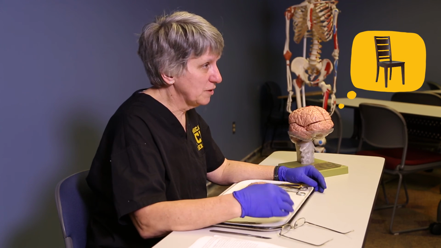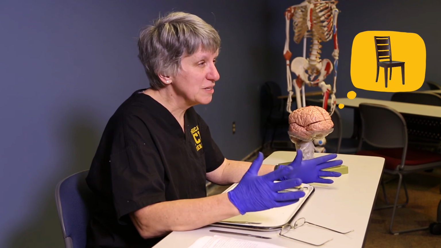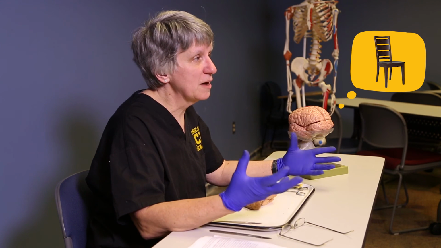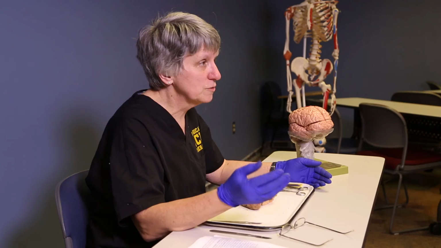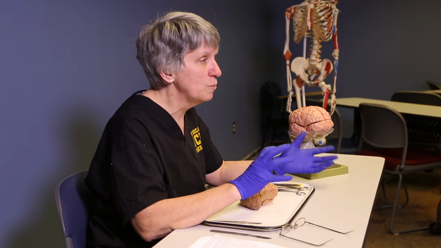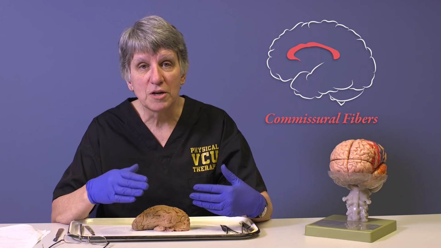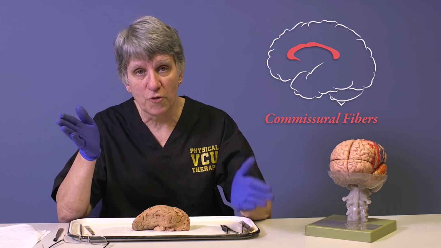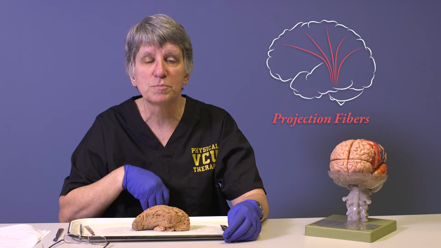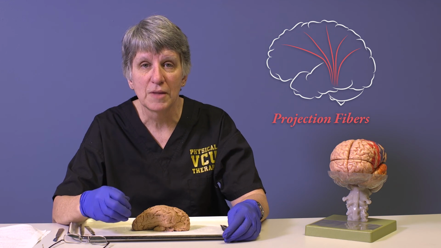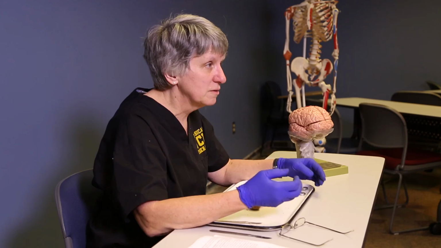I am chair of the department, but for today, I just want to talk about how the different parts of your brain talk to each other and talk to your spinal cord. So we're going to be talking about association fibers, which allow different lobes to talk to each other. We're going to be talking about commissural fibers for one hemisphere to talk to the other. And we're going to talk about projection fibers, which go from the cortex down to the spinal cord and to the brainstem. So let's get started.